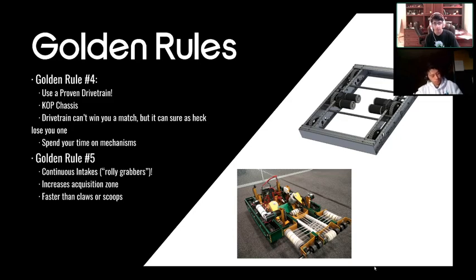And what that actually enabled them to do was have a much higher range of acquisition, and it's much faster because you don't have to grab the ball, pick it up, drop it inside the robot. Instead, you just have this continuous roller path. And that just makes picking these up a lot easier.